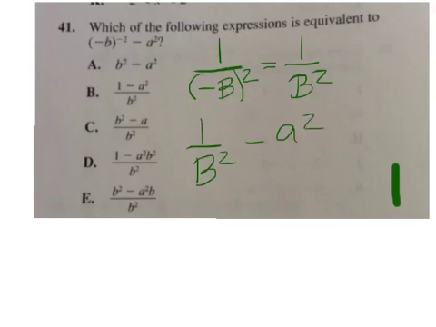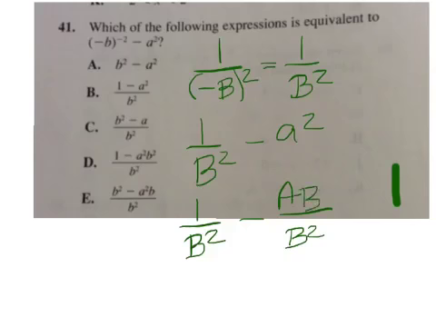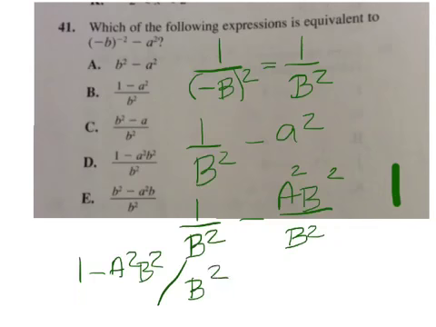Now you can do this by getting a common denominator of b squared. But if I put a b squared on the bottom here, I have to put 1 on top here. So I'd end up with 1 minus a squared b squared over b squared.